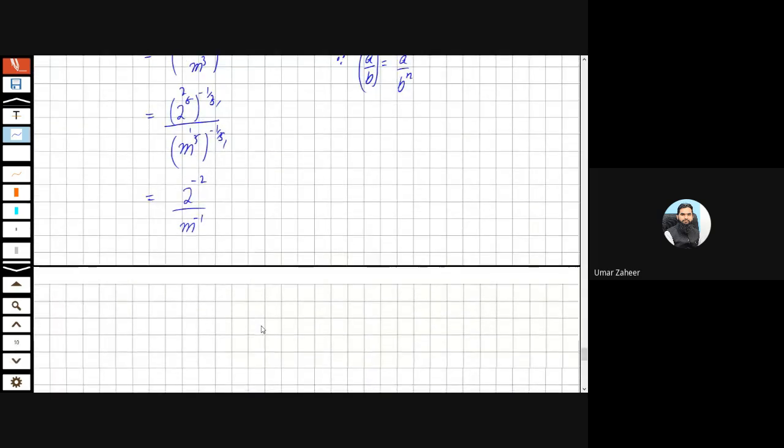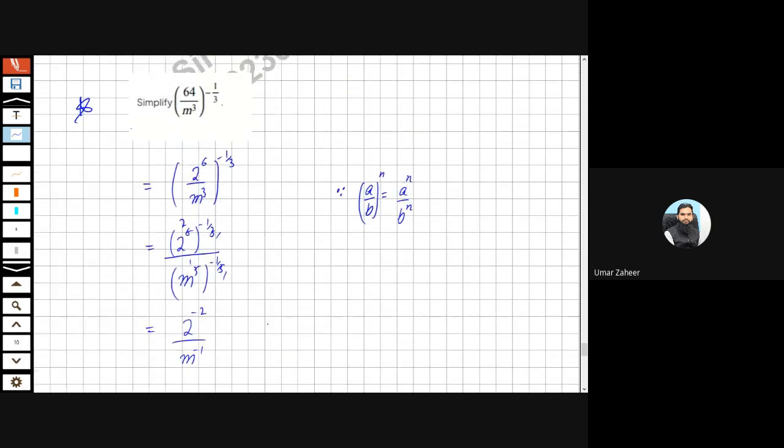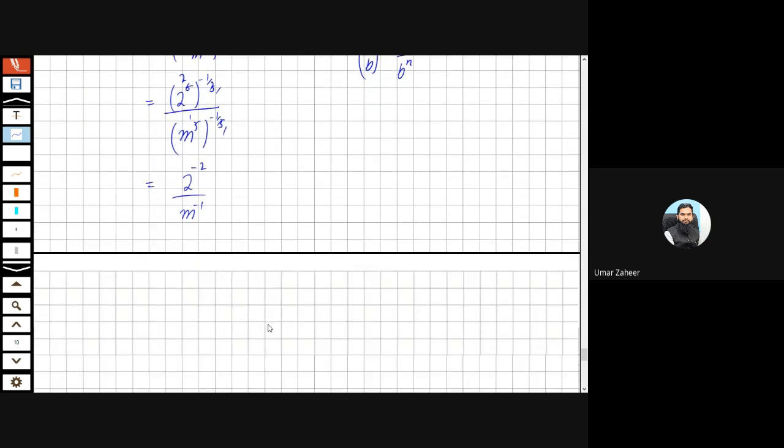Always, when we write our answer, we have to try our best to write our answer in positive indices. So move the numerator into the denominator, it will be plus 1, and the other term into the numerator, it will be plus 2. So the final answer will be m over 4.